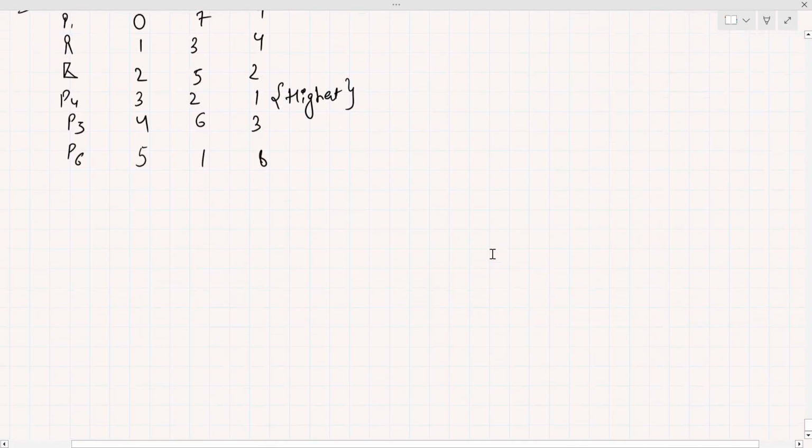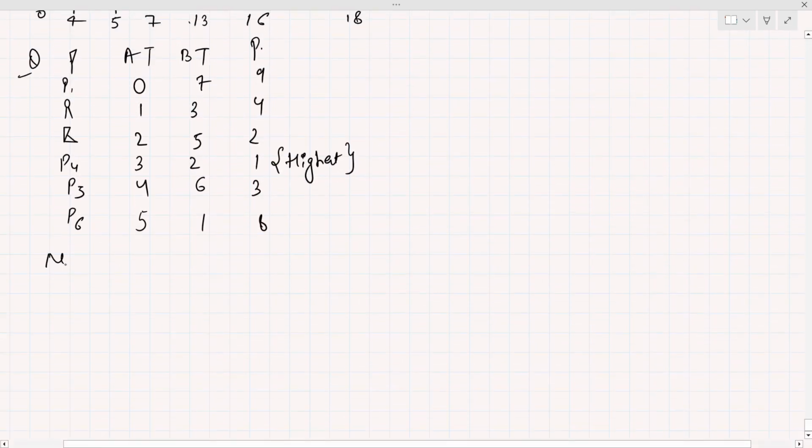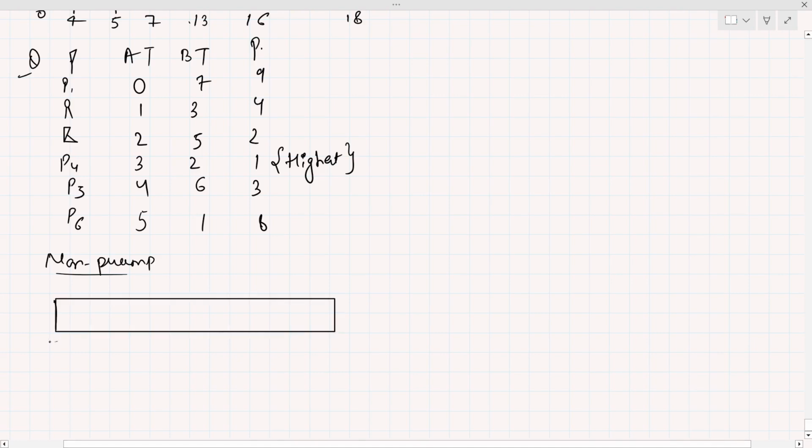Now for the non-preemptive way, we can easily do that. The Gantt chart starts from 0. At 0, one process is available, which is P1. Definitely if only one process is available, we have to select that process. So P1 will get the CPU.